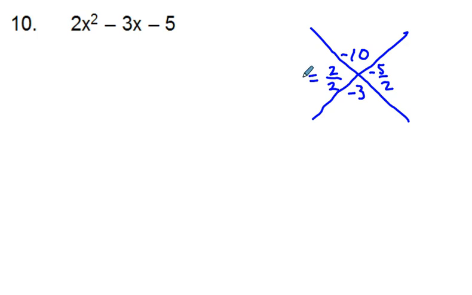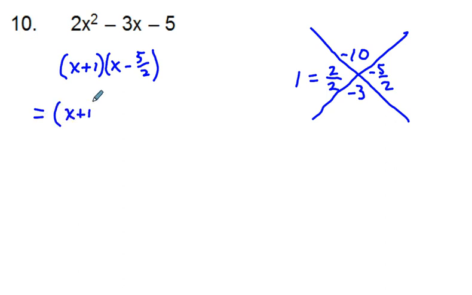So on the left, we have 2 over 2, which is 1. So we have x plus 1 times quantity x minus 5/2. And now, when we use our bottoms up, we have 2x minus 5. And then we briefly see if we have it right. That's going to be plus 2x minus 5x. That checks out.